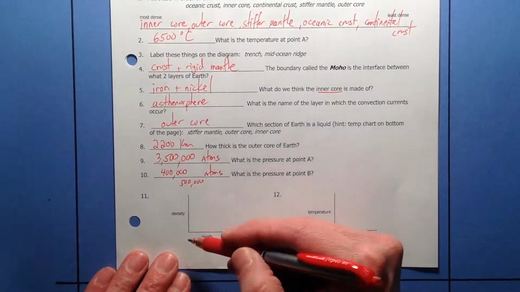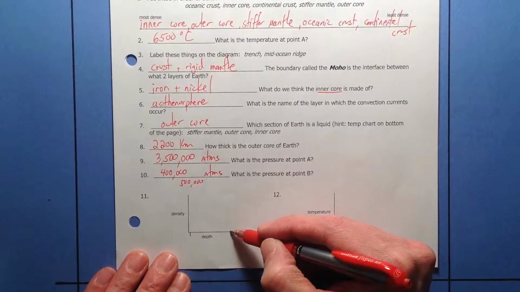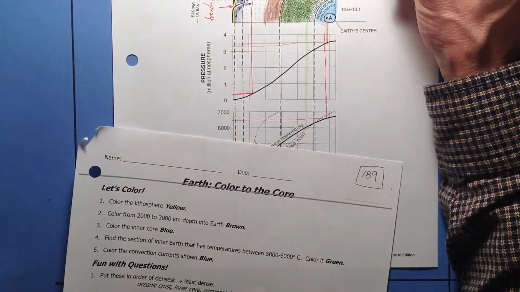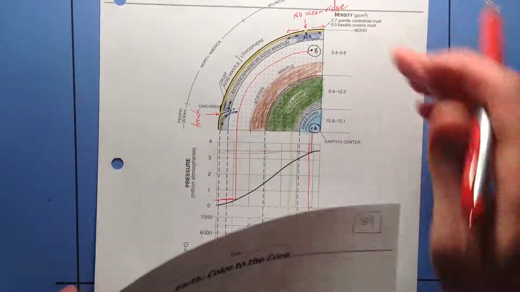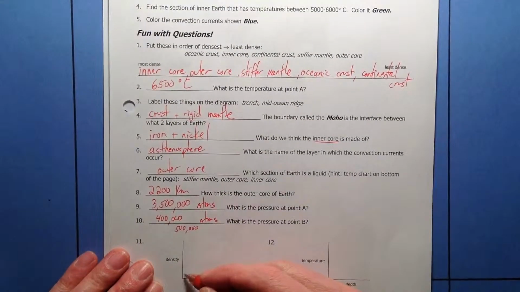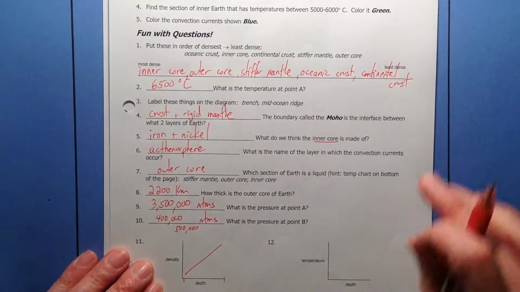Look at this depth. So low depth below the surface, high depth close to the surface, going down. As you go from the surface down, what happens to the density? It increases. How does that graph go? Like that. Okay?